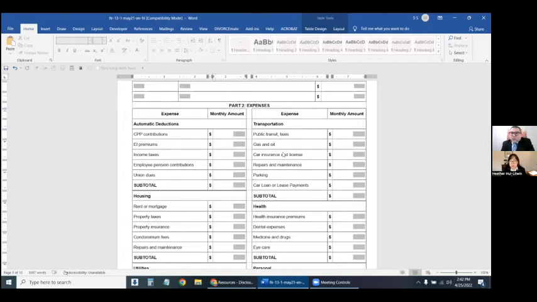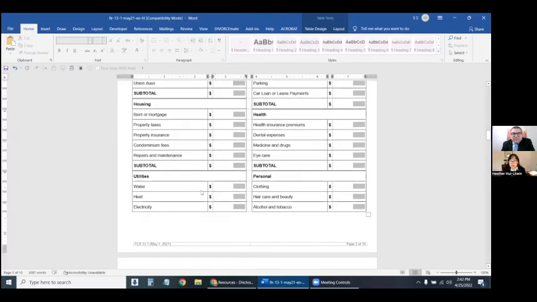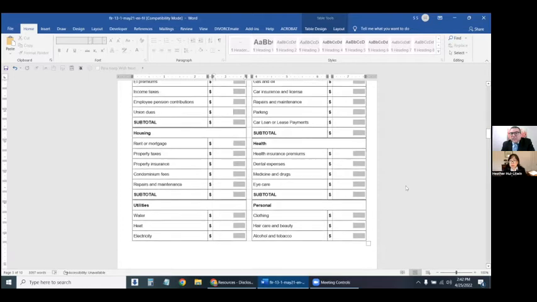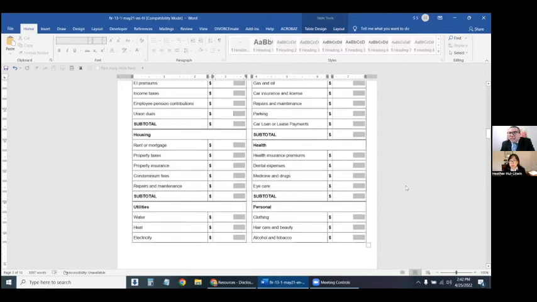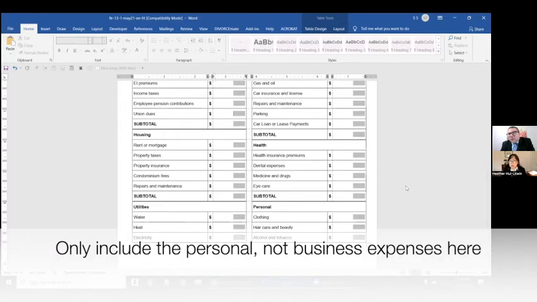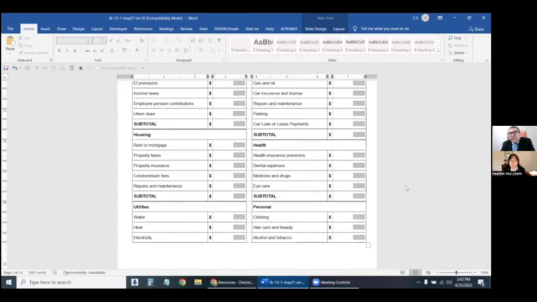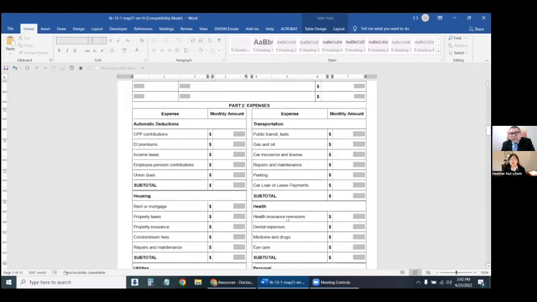There are shortcuts to figuring this out. Another complicated one is business use of home, where all of these expenses, water, heat, electricity, even part of your mortgage, people will start deducting that, and you don't want to double count. So you have to take a good look at your tax return and see if you can carve that out, and then put the personal amount into this part of the financial statement.